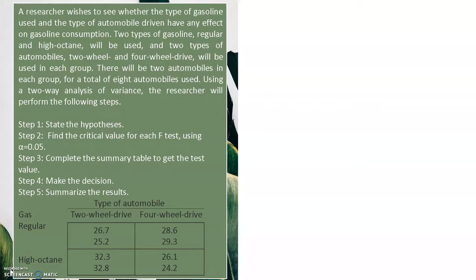Using a two-way analysis of variance, the researcher will perform the following steps. Step 1. State the hypothesis. Step 2. Find the critical value for each f-test using alpha 0.05. Step 3. Complete the summary table to get the test value. Step 4. Make the decision. And Step 5. Summarize the results. Okey, untuk two-way analysis of variance ni, kita memang kena buat kelima-lima steps ni.